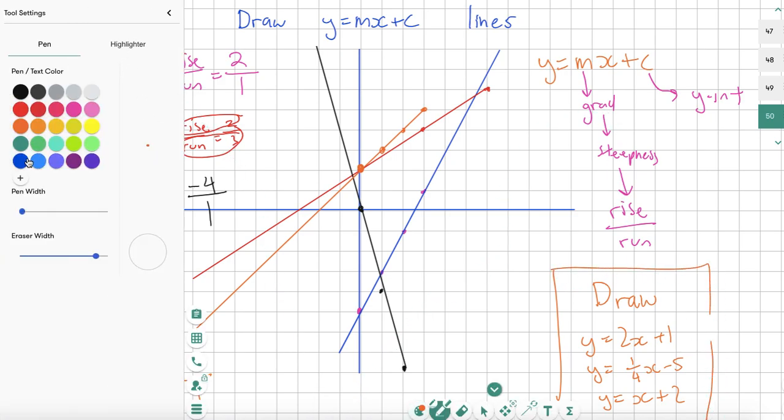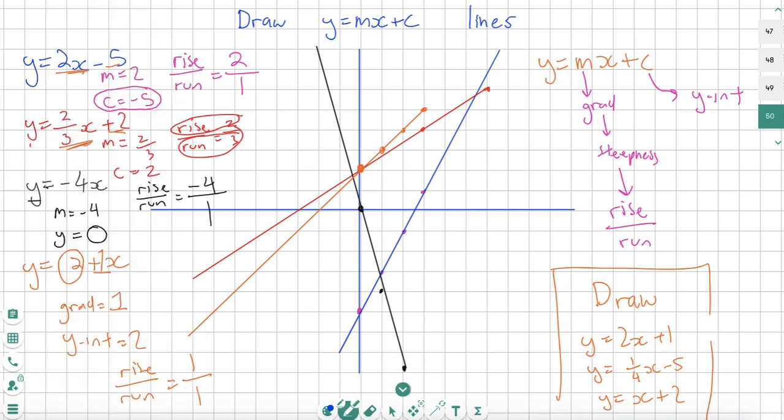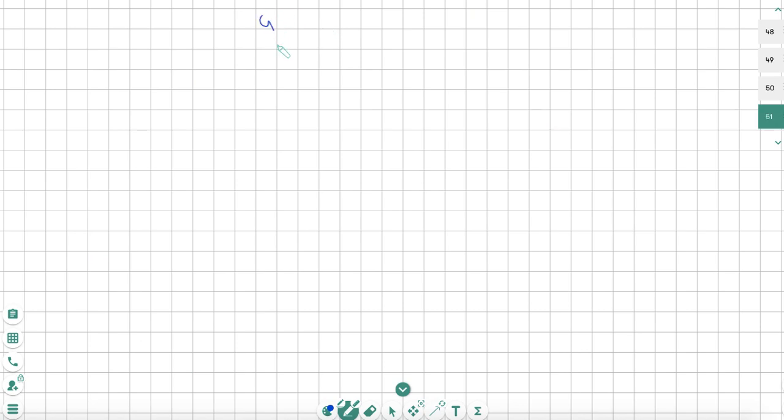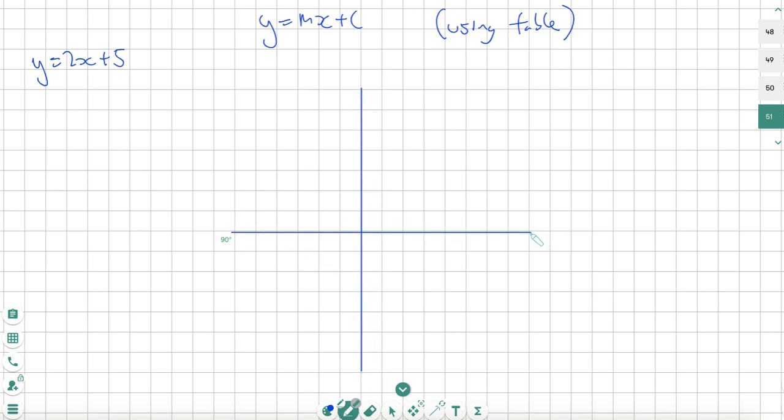Another way you can solve these problems is by drawing a table out. So let's say I wanted to draw y equals 2x plus 5, on the next page, using a table. Let's draw our axis. What you can do is draw a little table instead. Second method, number 2, basically, x and y.